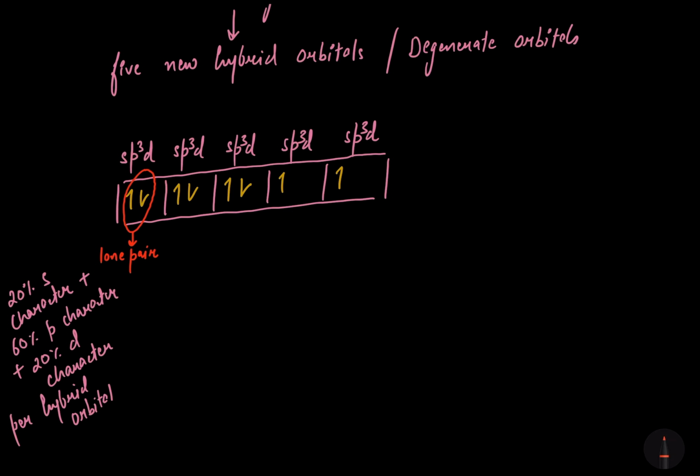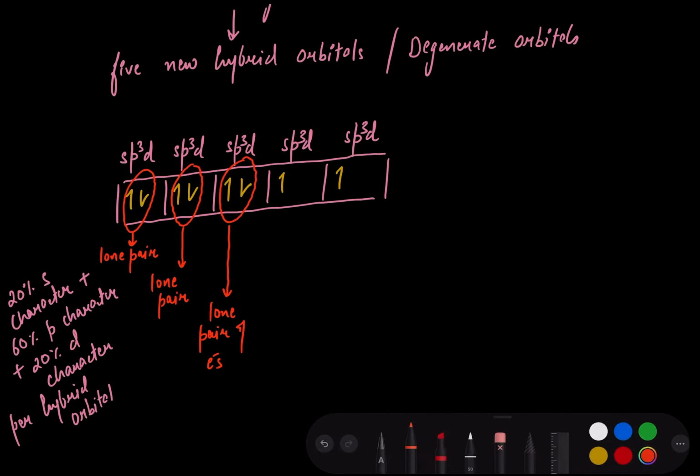The second sp3d hybrid orbital is also having 2 electrons, the paired electrons. This will also be taken as a lone pair of electrons, and the third sp3d hybrid orbital is also having 2 electrons with the opposite spin. So these 2 electrons are again taken as a lone pair of electrons. Now we are left with 2 sp3d hybrid orbitals which are having 1 electron each. So let's deal with them now.